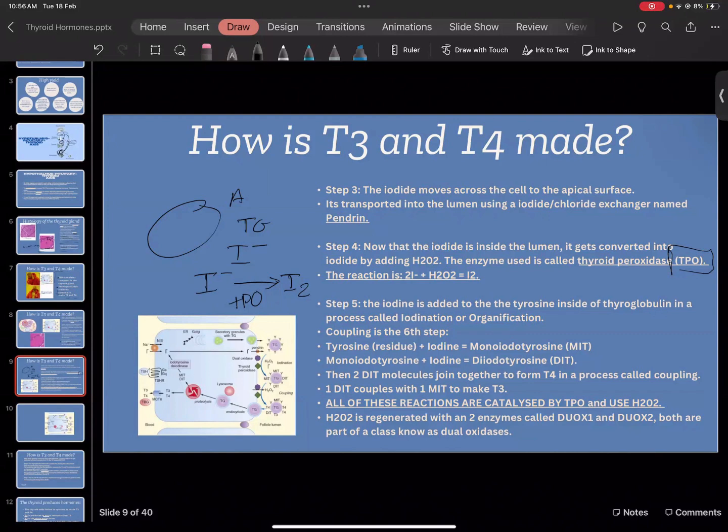Okay, and the reaction is 2 iodide plus H2O2, which is hydrogen peroxide, will give us I2. I also want you to remember that this reaction uses hydrogen peroxide. So let's repeat this one more time. 2 iodides plus hydrogen peroxide will give us iodine, and it's catalyzed by TPO, or thyroid peroxidase.